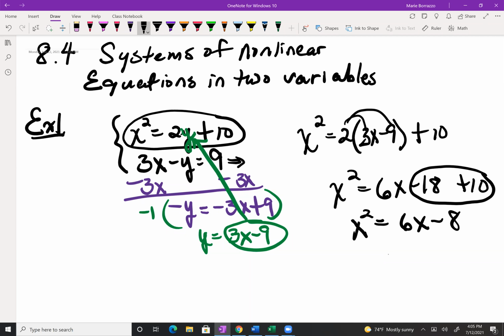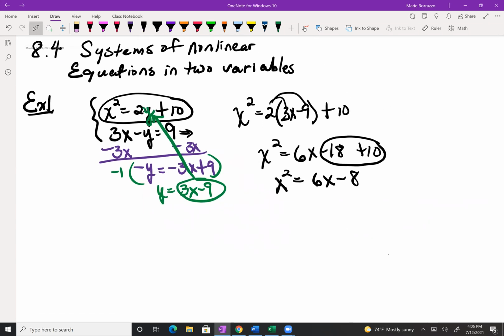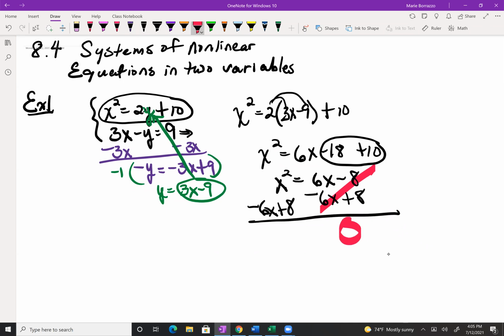Now, you're probably asking what the next step would be. Well, obviously what we want to do is set this to 0. So I'm going to subtract 6x and add 8, and you do that on both sides. Now, the reason why is because now this is equal to 0. And now what you have is x squared minus 6x plus 8 equal to 0. So basically a quadratic. And we're going to use that to solve.